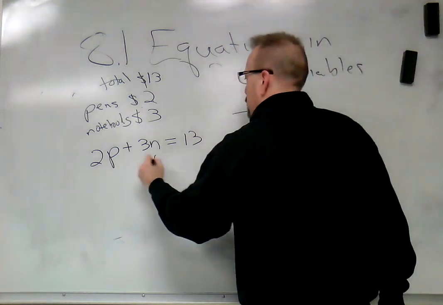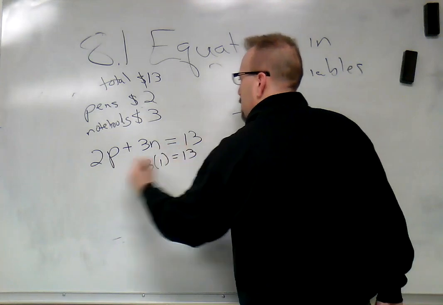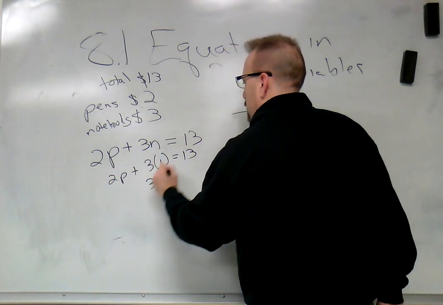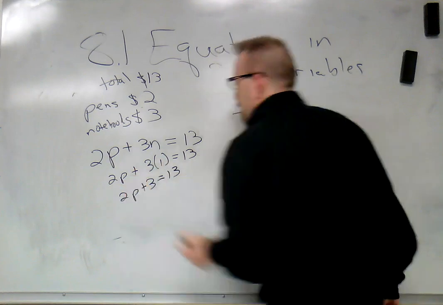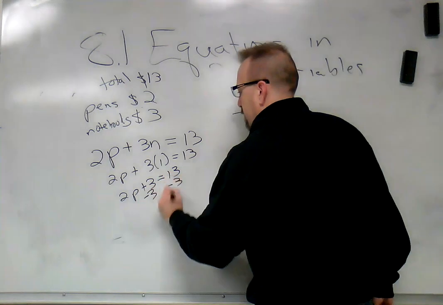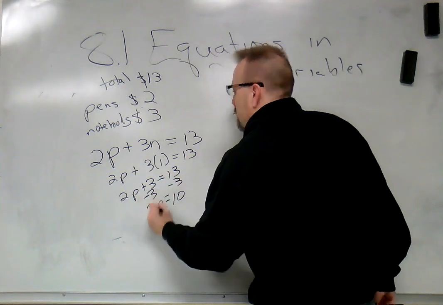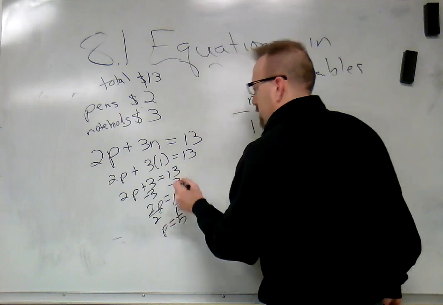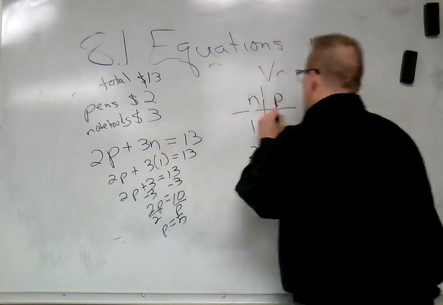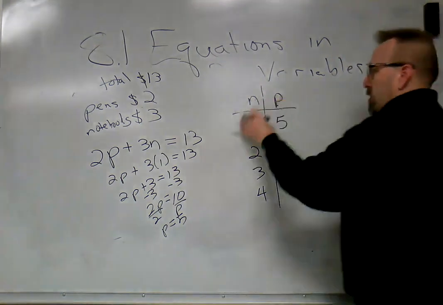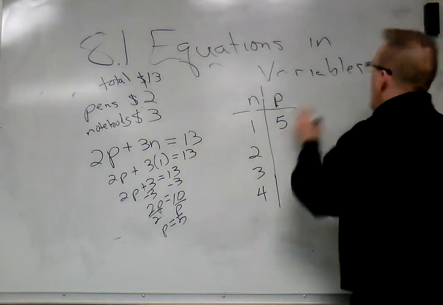So 3 times 1. 3 times 1 is 3. So we have a 2-step equation. We're going to get rid of our 3. So if we divide, P equals 5. These both came out to be whole numbers. So is that a viable solution? So if we bought one notebook, we could buy 5 pens.